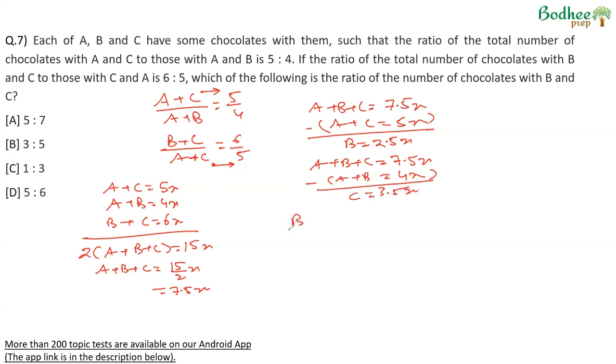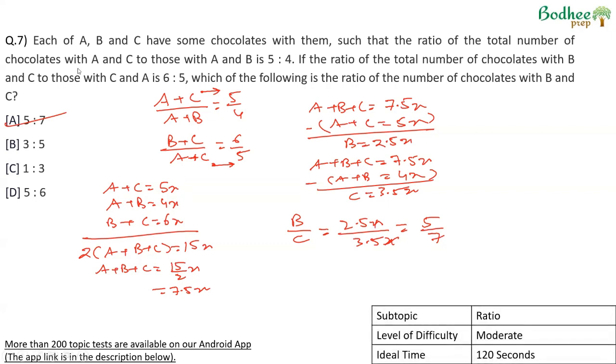Therefore, the ratio of the number of chocolates with B and C will be 2.5x upon 3.5x. The x's cancel, divide by 0.5, so 5 upon 7. Hence, option A. Not a difficult question, but because of the language, confusion might arise. Otherwise, calculations are not very difficult, especially because A plus C in both the fractions is the same. Otherwise, we would have to match them as well. Overall, a moderate question that should not take more than 2 minutes to solve.